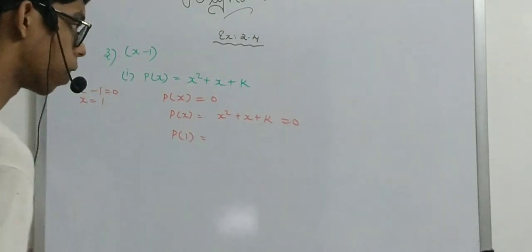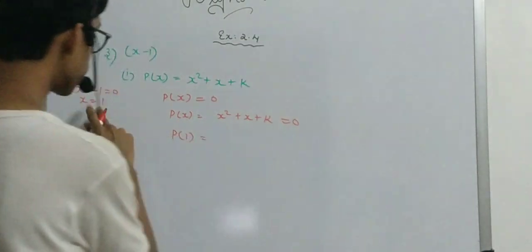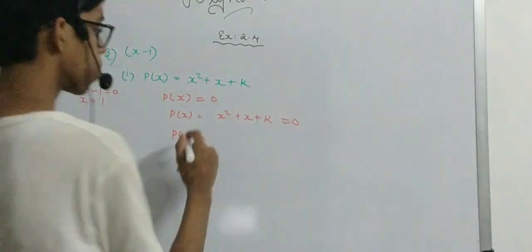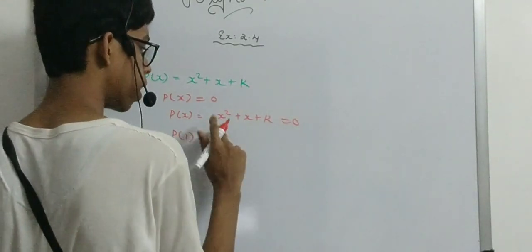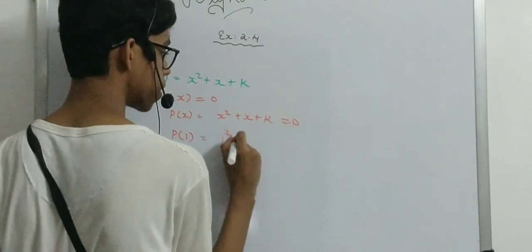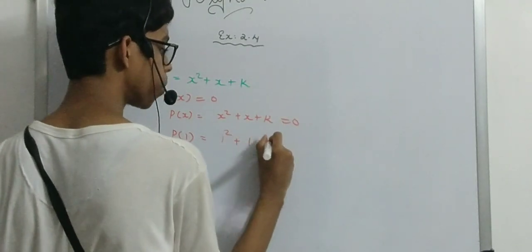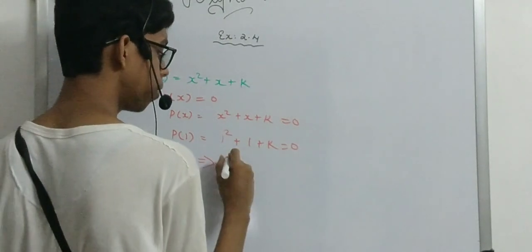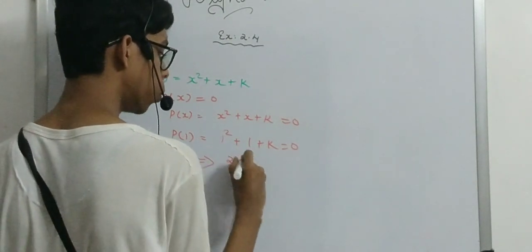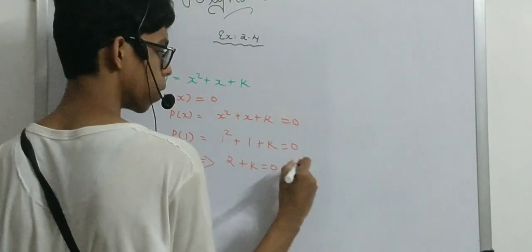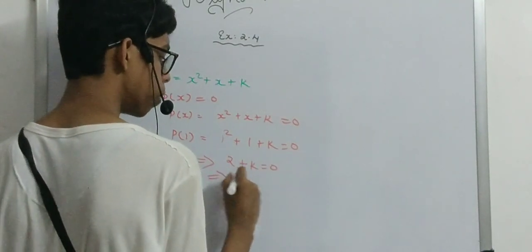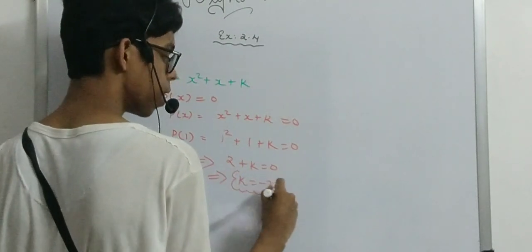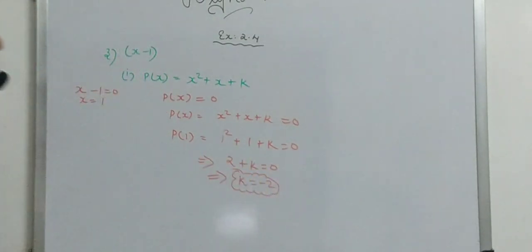P of 1 is equal to, just substitute this 1 over here and we can use the linear equations and just solve it. So p of 1 means substitute 1 in this place of x. So 1 square plus 1 plus k is equal to 0. So from here we will be getting 1 plus 1, 2 plus k is equal to 0. So from here we will be getting k is equal to minus 2. Okay, I hope it is clear.